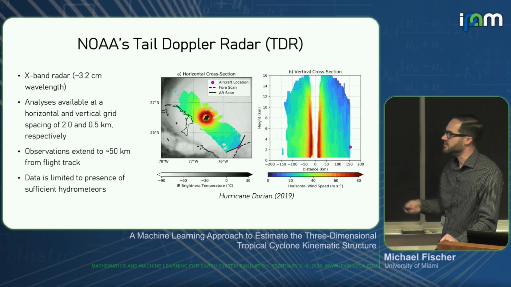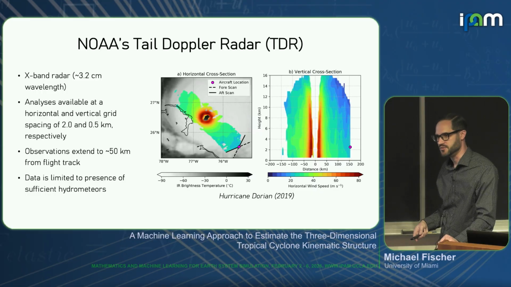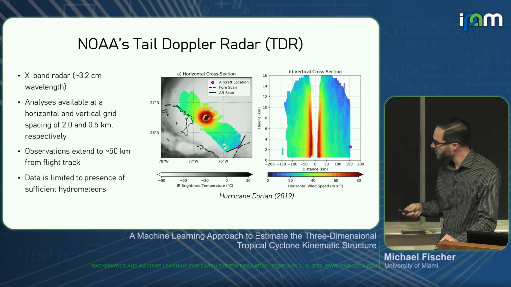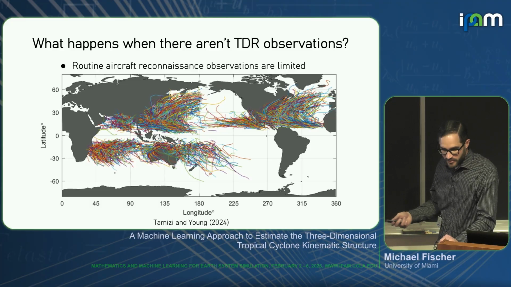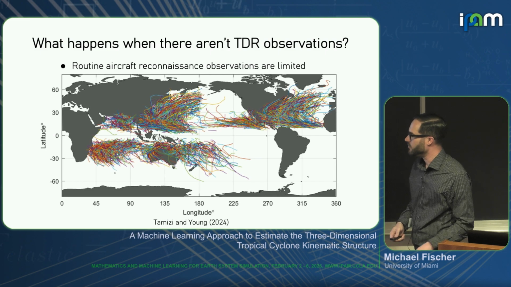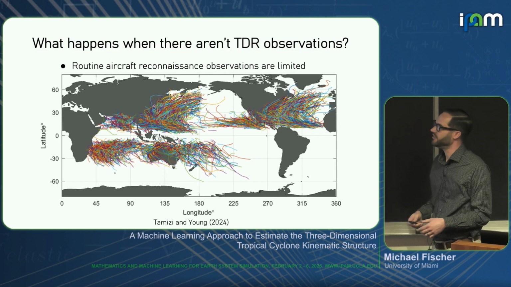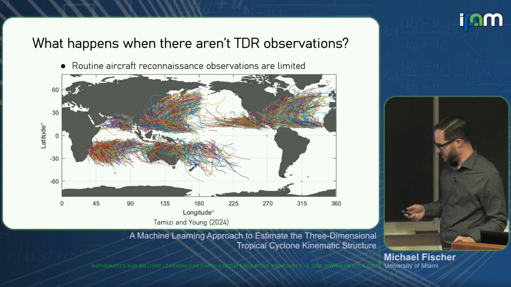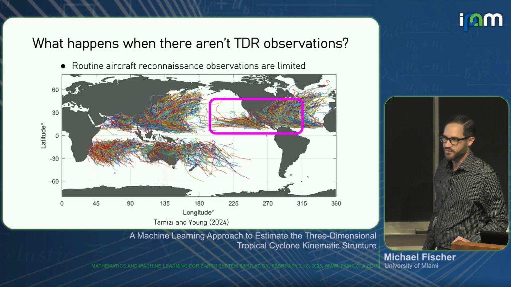But you don't get anything outside of the swath, and sometimes the QC and other issues can create large data gaps. So there are some limitations. Another limitation, in addition just to the nature of the TDR system, is that we really only routinely have tail Doppler radar observations in this part of the world.